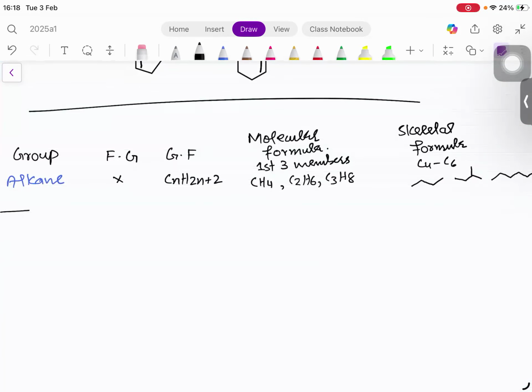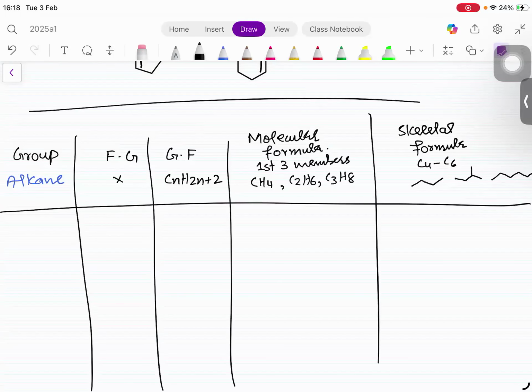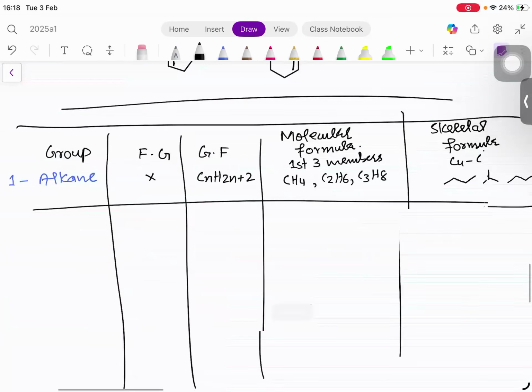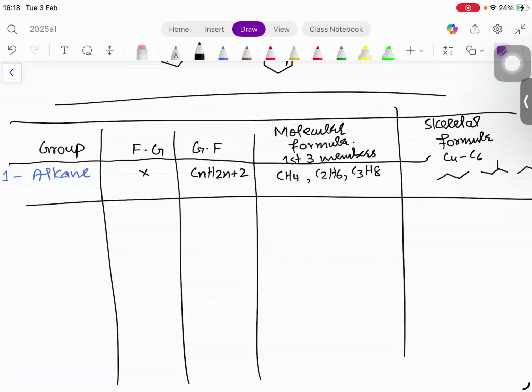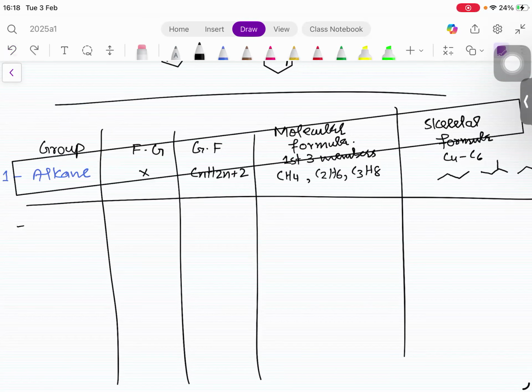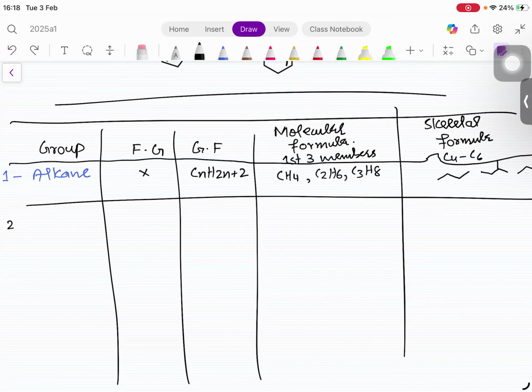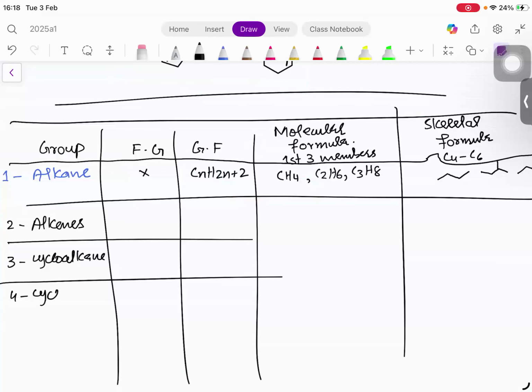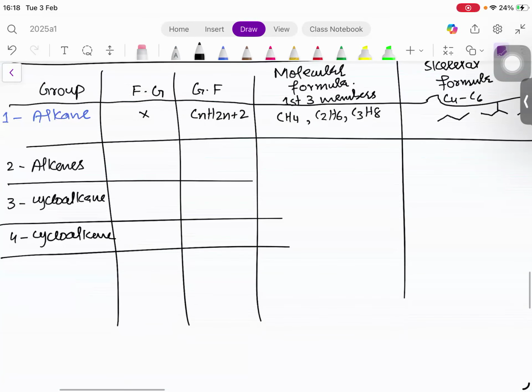Look. Now, for alkanes, I did it. For the rest of the groups, you have to do it. Okay, and which are the groups? Number 2, alkenes. Please note down now. Next is what? Alkane. Cycloalkene. Then haloalkanes.